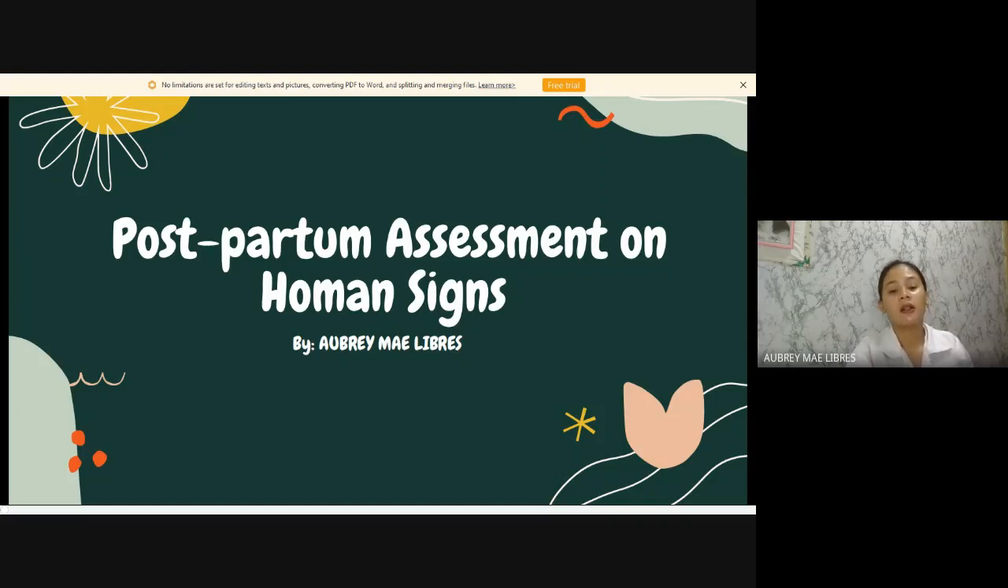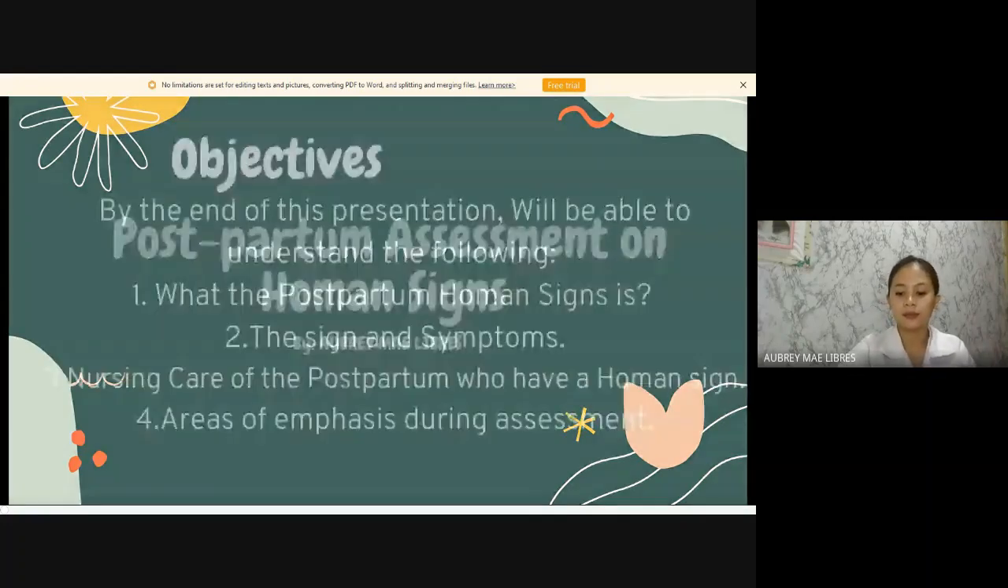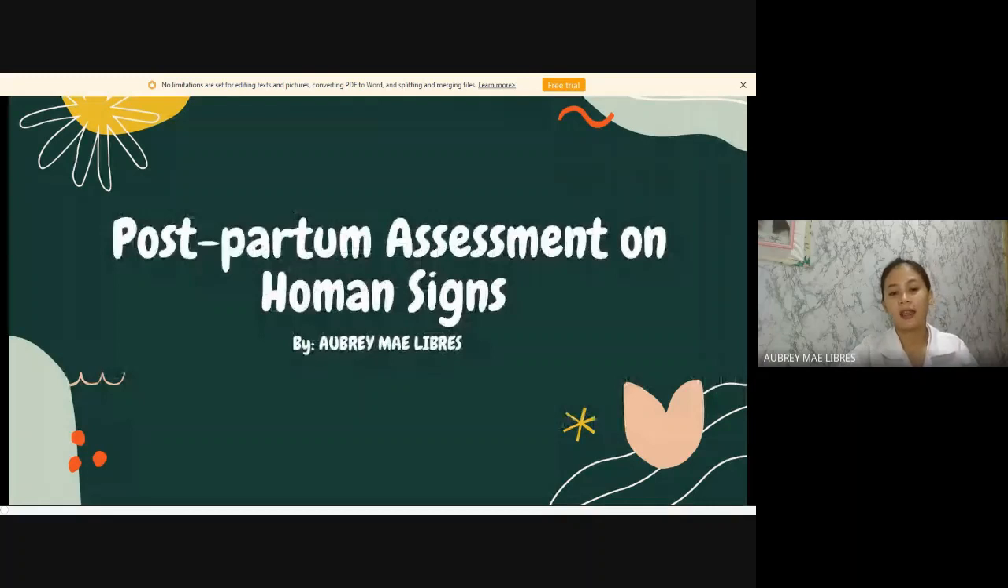So the BUBBLE-HE acronym stands for: B for breast, U for uterus, B for bladder, B for bowels, L for lochia, H for Homans sign, and E for episiotomy and perineum. So now, I am assigned to the postpartum assessment focusing on the Homans sign.